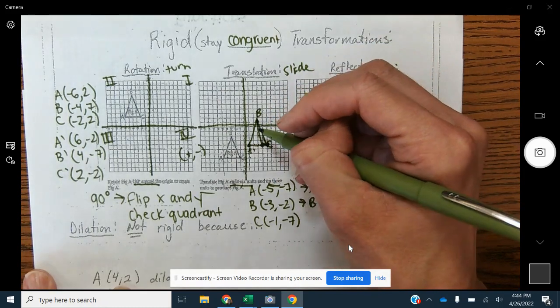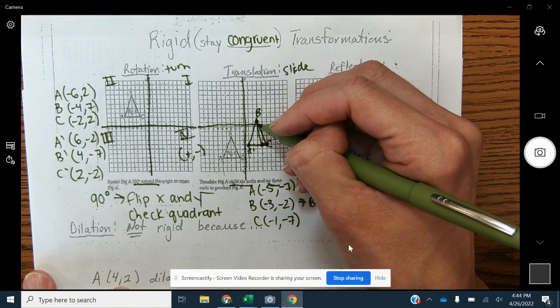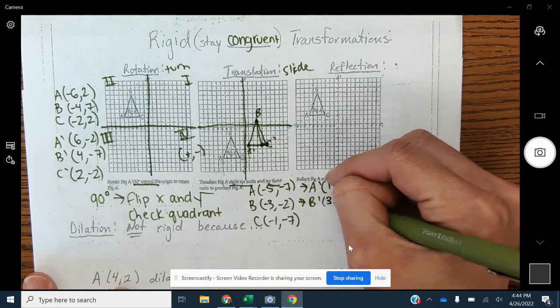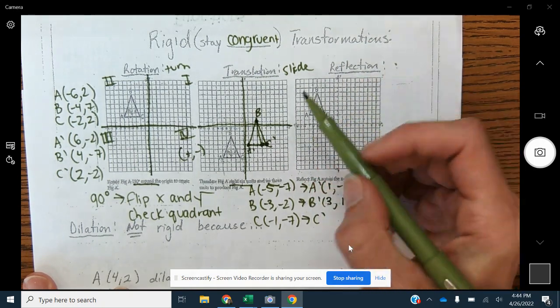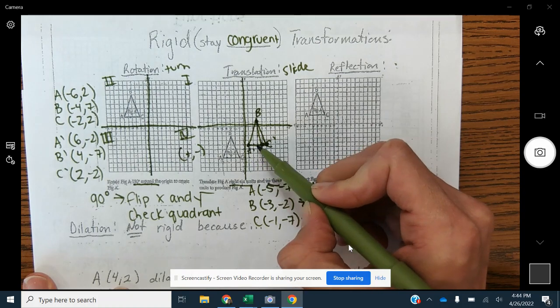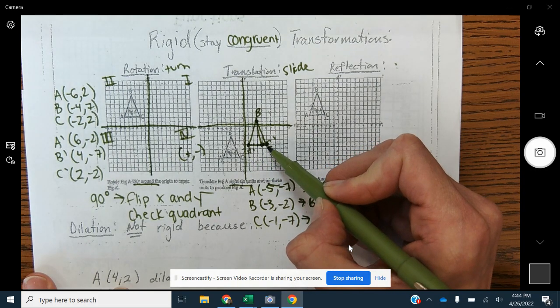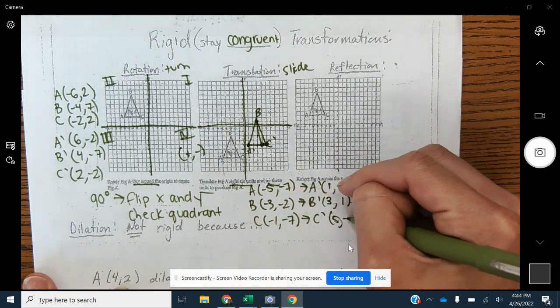So the new coordinates for B prime look like they are going to be 1, 2, 3, and 1. Okay, so that's located at 3, 1 now. And then for C prime, it looks like it's going to be 1, 2, 3, 4, 5. And then 1, 2, 3, 5, and negative 4 would be the coordinates for that.